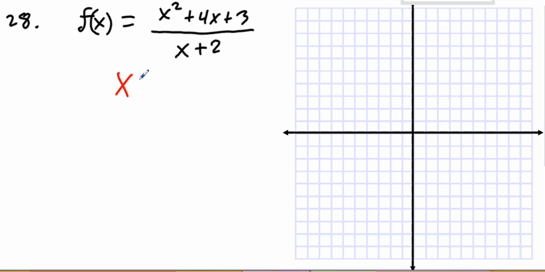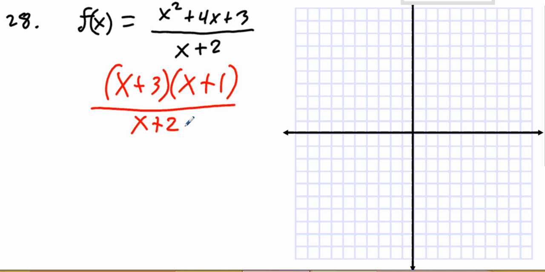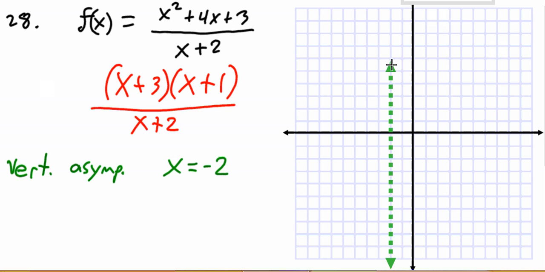That'd be x plus 3, x plus 1, all over x plus 2. So it's the same function, just factored now. You can see that nothing cancels out, nothing reduces, so there's not a removable discontinuity. Instead, there's just a vertical asymptote, where the denominator equals 0, which is x equals -2. So draw that vertical asymptote at x equals -2.